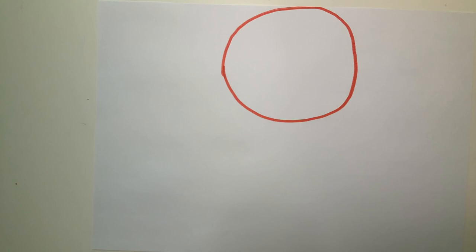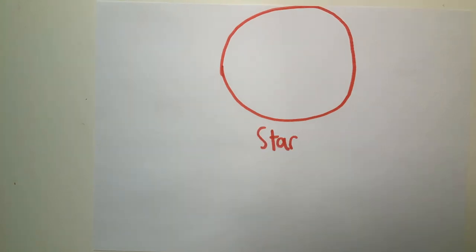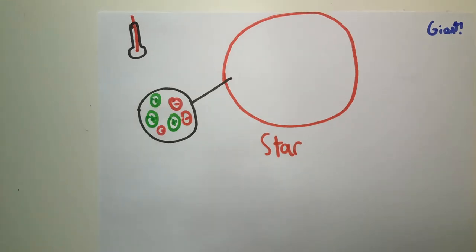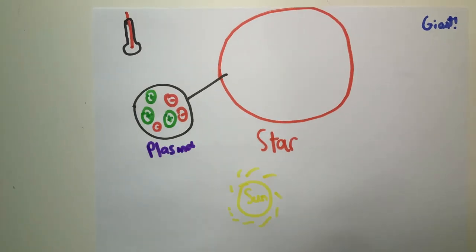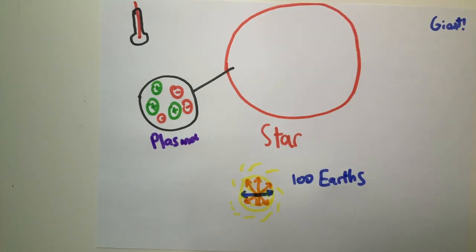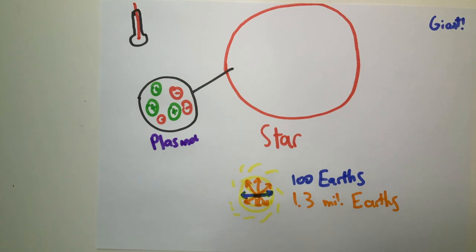A star is a humongous ball of churning hot plasma that is one of the most common celestial bodies present in the universe. The Sun, the closest star to Earth, is around 100 times wider than the Earth, meaning that it would take over 1.3 million Earths to fill it up.